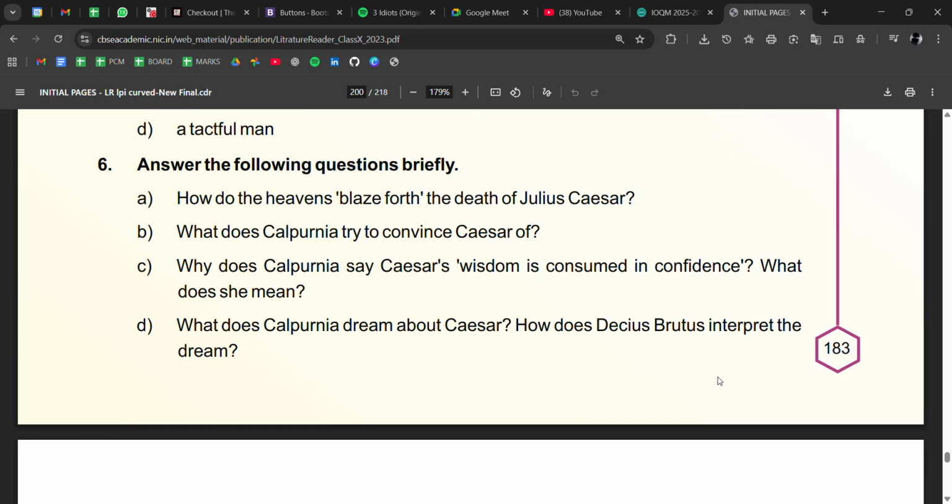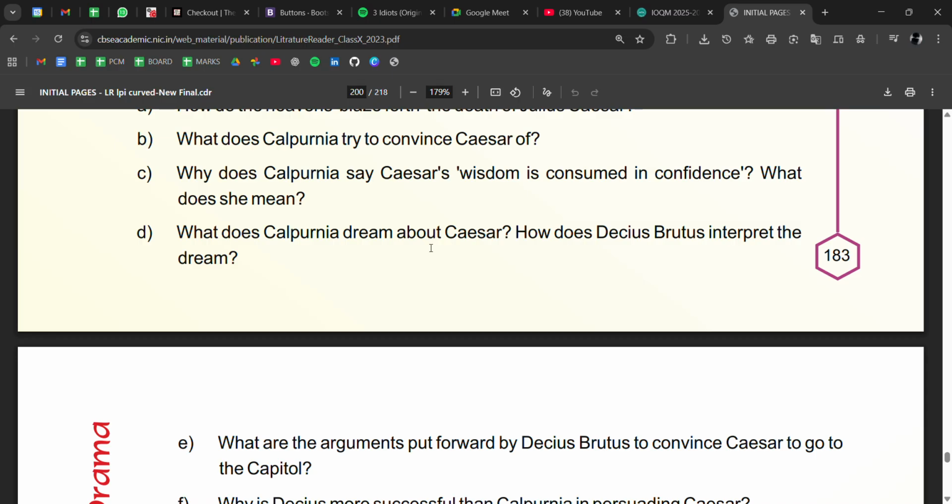Question C. Why does Calpurnia say Caesar's wisdom is consumed in confidence? What does she mean? This is directly referring to the fact that Julius Caesar ignored all the warnings that were given to him by Calpurnia herself and by the gods themselves. Julius Caesar considered these warnings to be meant for a normal man and of no significance to someone as mighty as him. He calls himself more fierce and dangerous than danger itself. Now, that level of confidence is sometimes what can ultimately lead to the demise of a person.